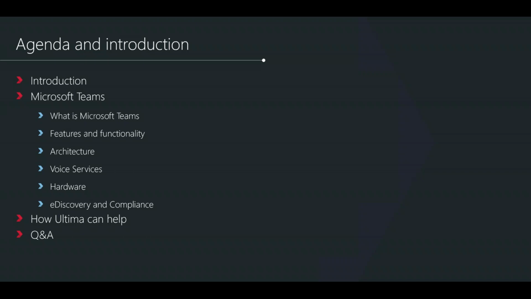So the agenda is introductions. I'm going to do a quick slide on the offerings from Microsoft, and then we're going to dive into Microsoft Teams, the various parts, features, functionality, architecture and voice services, the hardware which is available for Teams, which is expanding quite rapidly, a little bit around compliancy, eDiscovery and security, moving on to how Ultima can help you on your Teams journey, and then if we have time, a question and answer session at the end.